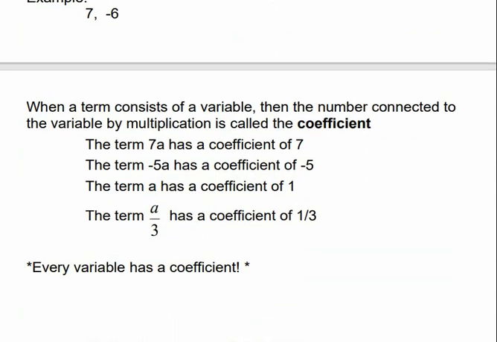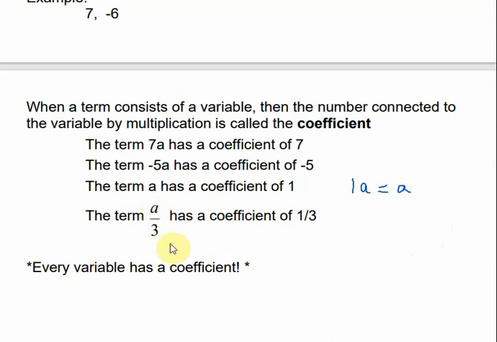When a term consists of a variable, then the number connected to the variable by multiplication is called the coefficient. The term 7a has a coefficient of 7. The term negative 5a has a coefficient of negative 5. Those are the numbers in front of the variables. The term a has a coefficient of 1. So anytime we see a variable without a coefficient or without a number written in front of it, it's understood to be 1, because 1a or 1 times a is the same thing as just a, right? Because if I multiply times 1, it doesn't change.